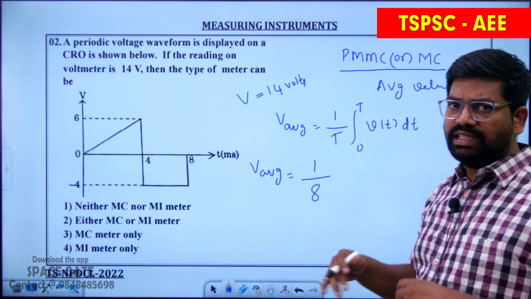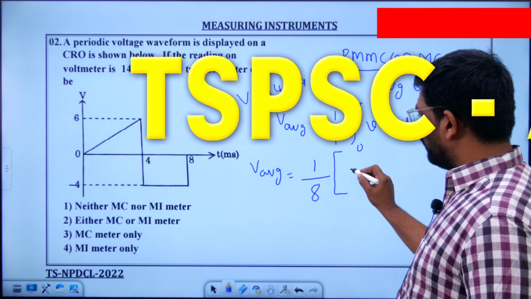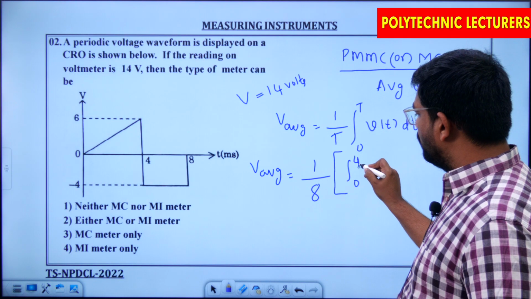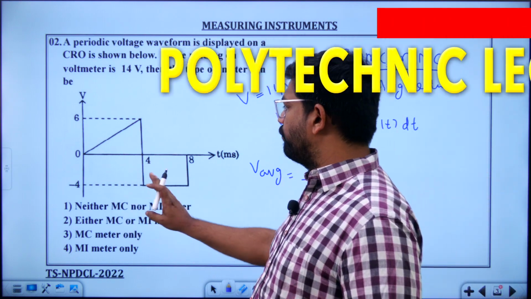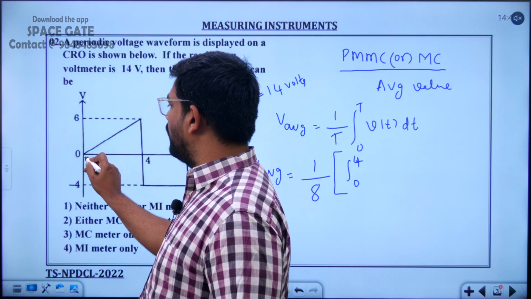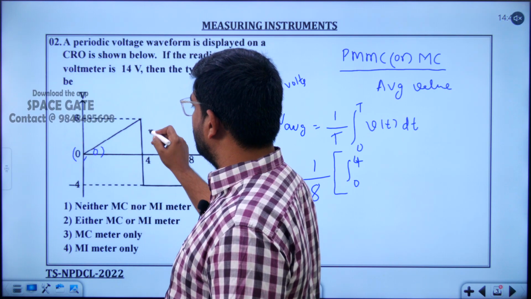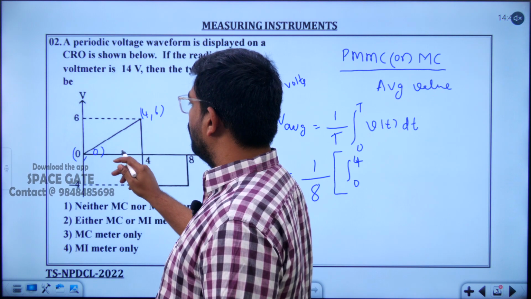I will keep it as it is, so there won't be any change here. Now, if you observe 0 to 4, why am I splitting the time interval here? 0 to 4 nature is different, and 4 to 8 nature is different. 0 to 4 it is like a coordinate, 0 comma 0, like x1 y1, and here it is 4 comma 6. How to find the equation?